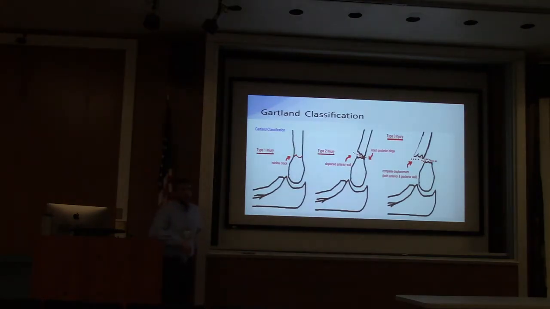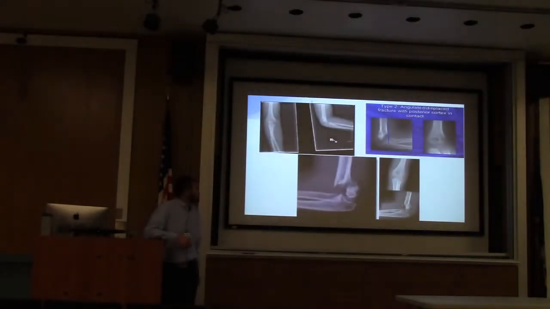I just want to mention the classification of supracondylar fracture, the Gartland classification. It's important for the treatment. Type 1: the anterior and posterior borders are non-displaced, intact, and you see the hairline crack. Type 2: the anterior is displaced, the posterior is intact. And type 3: both of them are displaced. And this is just an example of type 1. Type 2, the anterior displaced, and type 3, which is anterior and posterior displaced.